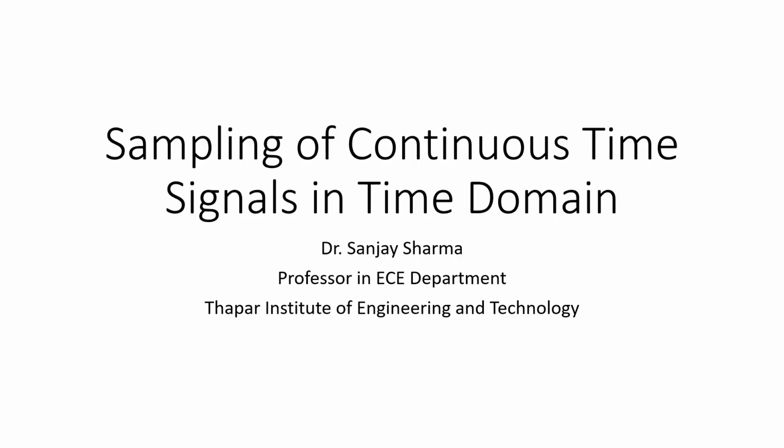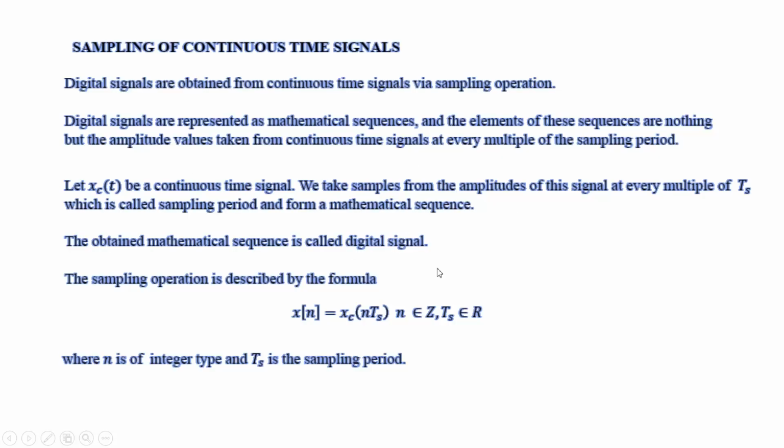Hello everyone. Let us do our first experiment of the course, which is sampling of continuous time signals in time domain. We all know that if we consider x sub c of t, a continuous time signal, then to convert this continuous time signal into a discrete signal we just replace small t with n times capital Ts, where capital Ts is the sampling period and n is any integer.